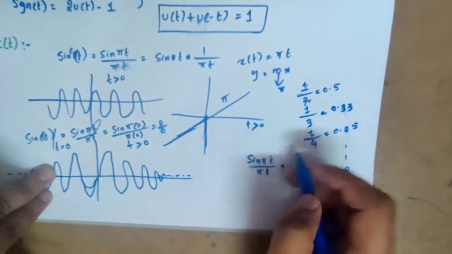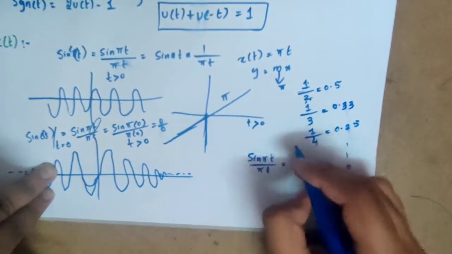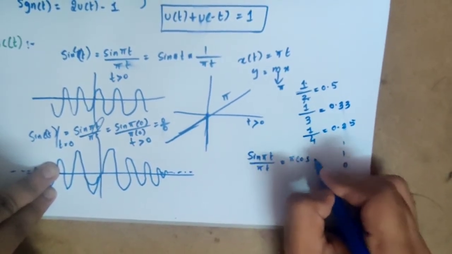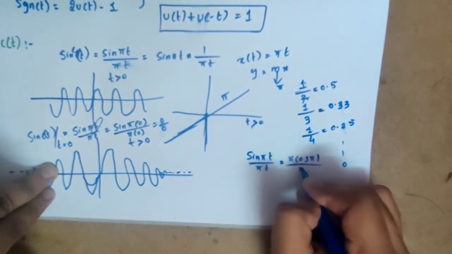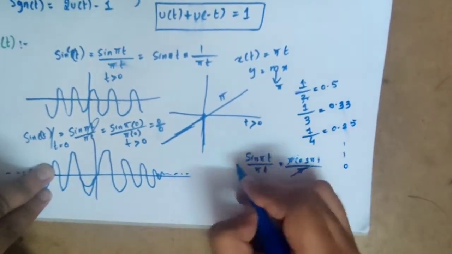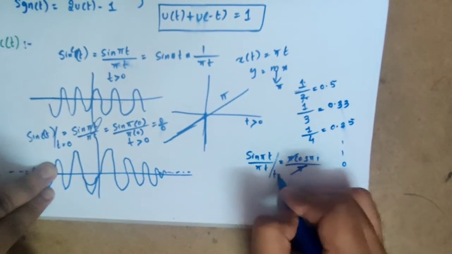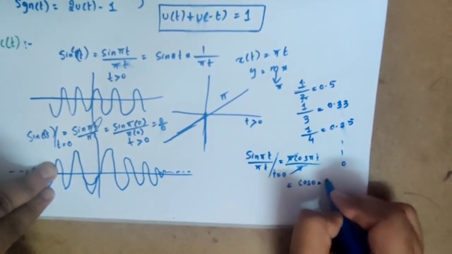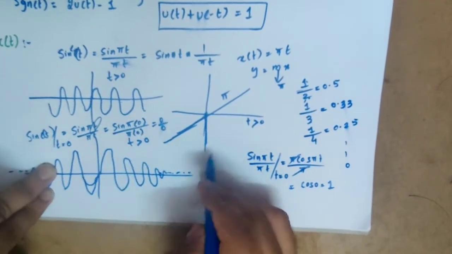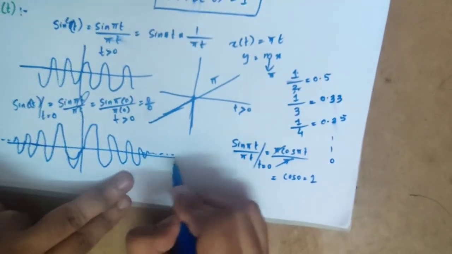See, we have sin pi t by pi t, right? So you need to differentiate this. What is the differentiation of sin pi t? Pi into cos pi t, divided by d by dt of pi t, which is again simply pi. Pi and pi will be cancelled. To know the value at t equals 0, what is cos pi of 0? Cos 0 is nothing but 1. So at t equals 0, the magnitude will become 1.